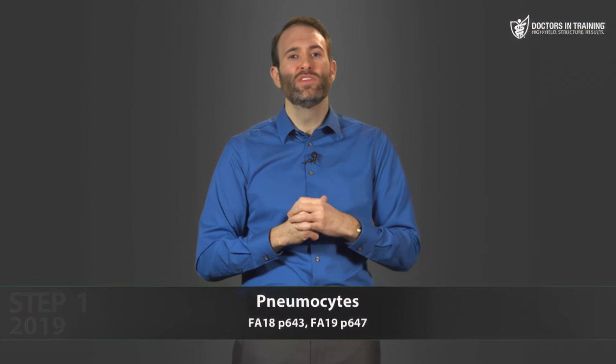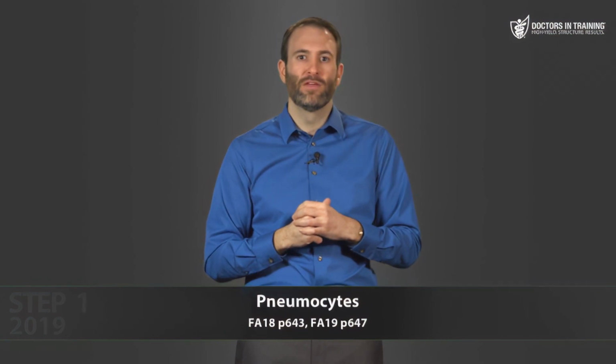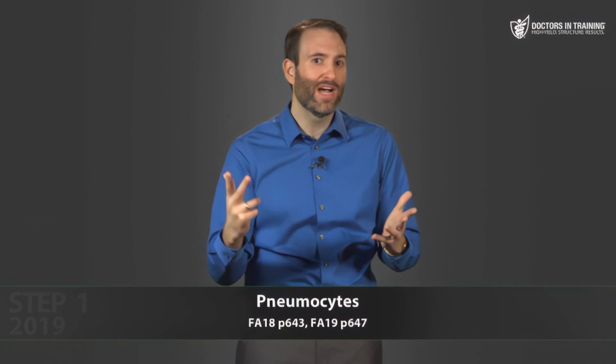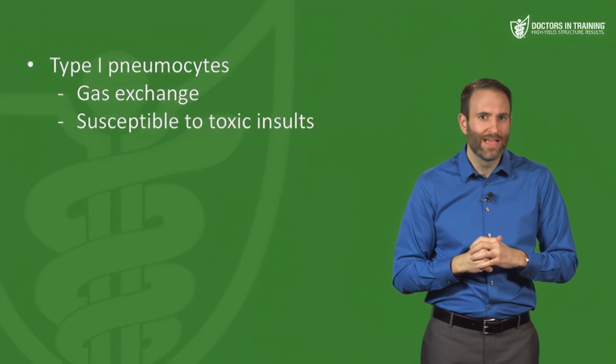Let's move on to pneumocytes. So pneumocytes are the cells that line the alveoli and are responsible for gas exchange and some other things. Now there are 2 types of pneumocytes. Type 1 pneumocytes are simple squamous epithelial cells, and they comprise well over 97% of the alveolar surface, so the vast majority. On light microscopy, they look like kind of flat, simple cells. They make up the walls of the alveoli. They're very thin. They are critical to gas exchange.